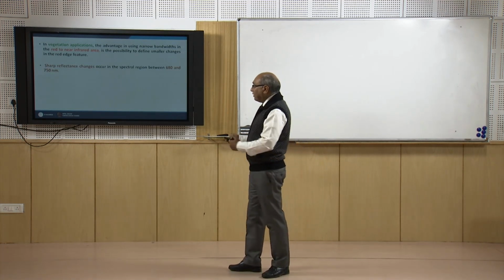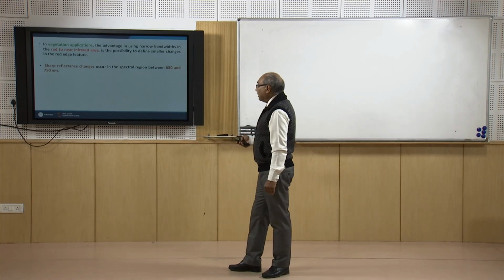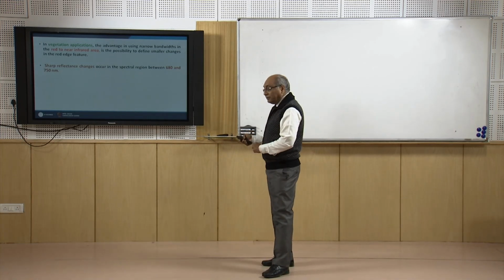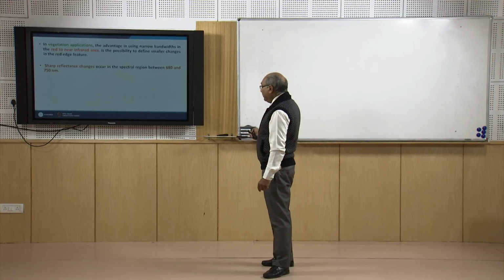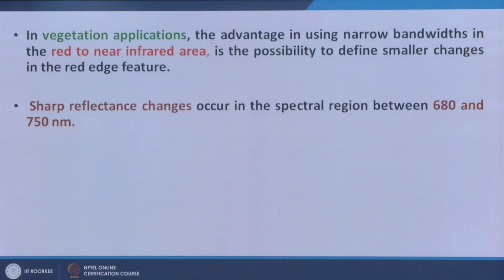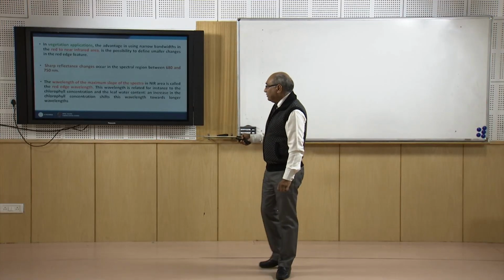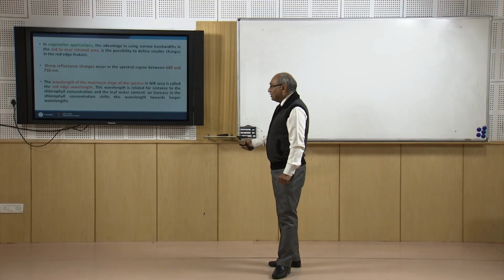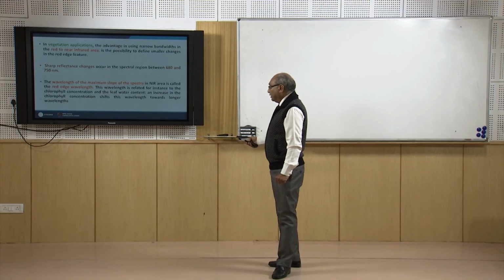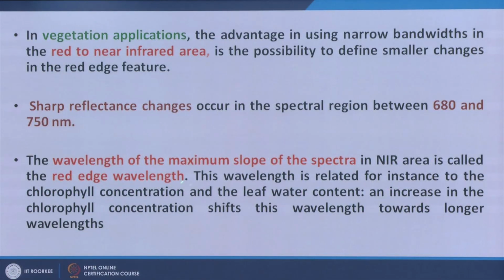And then sharp reflection changes occur in the spectral region between this and this, and since we are having bands at almost every 10 nanometer, these things can be detected very easily. And this shift in red edge towards the red can be detected in case of vegetation, in case of crops and other things.